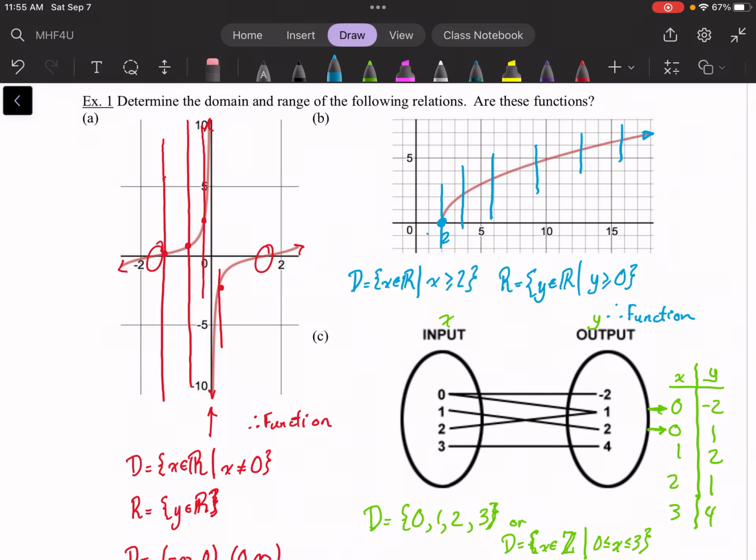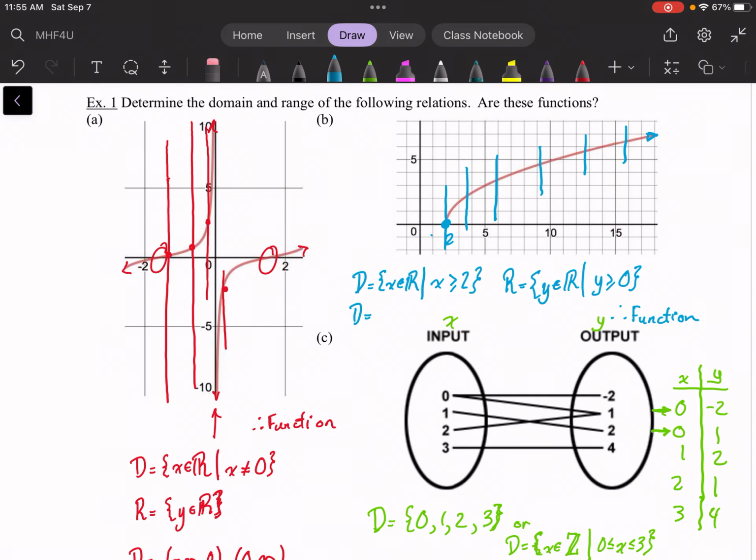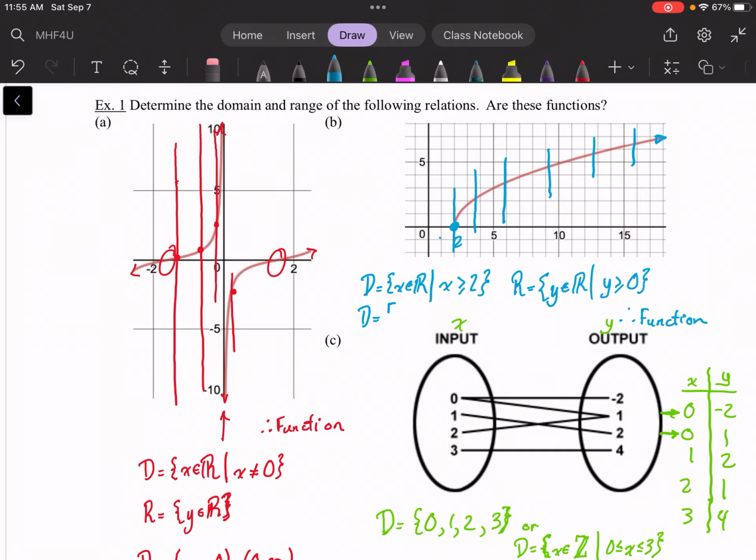So for the domain, because you can start at the value 2 and include 2, you'd actually use a square bracket in that case. And the largest value, you can keep going up to infinity. That one you can never reach, so that one's always a circular bracket. Range, in a similar way, would be 0, comma, infinity, circular bracket. And there we go. That's domain and range, and whether or not these are functions. So let's move on.